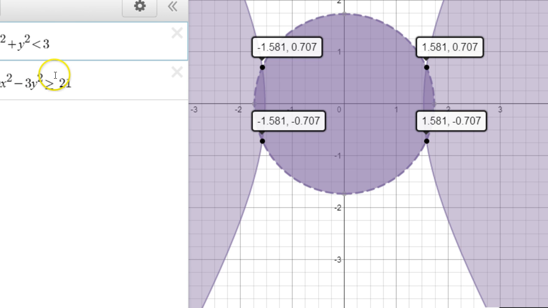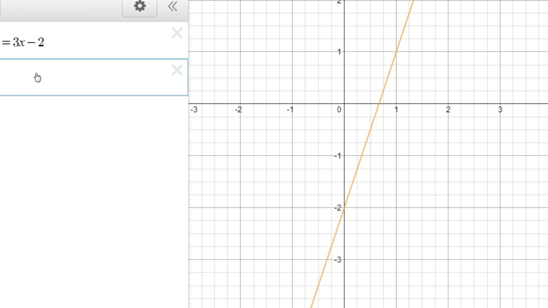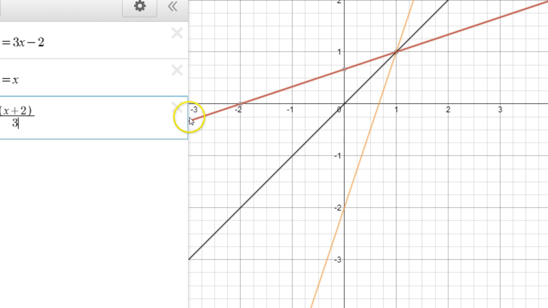But when you are just trying to take a look at it, and ignore these two graphs, take y equals 3x minus 2. Your inverses are going to be symmetrical over the y equals x line. So y equals x, and the inverse is x plus 2 divided by 3.